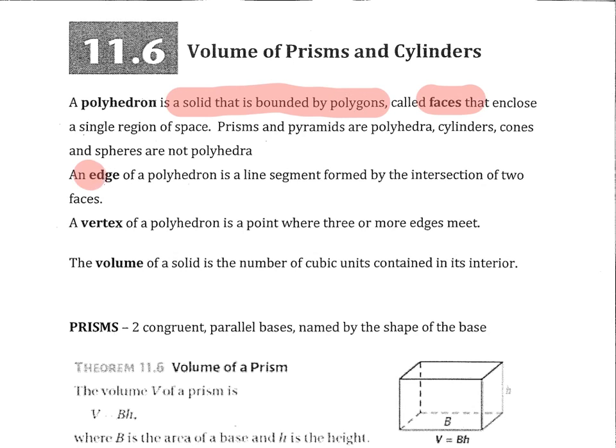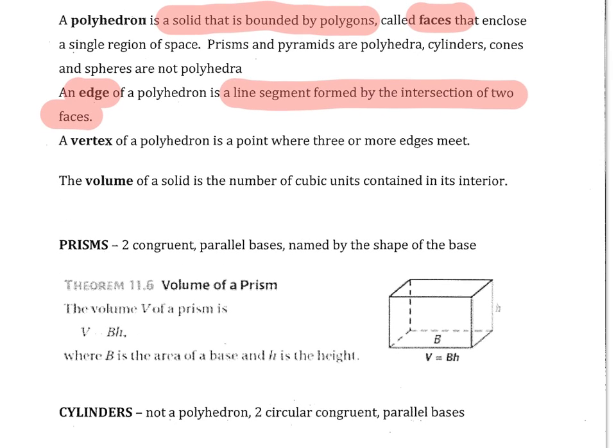An edge is a line segment formed by the intersection of two faces. So if I go down to this first prism, an edge would be any of these line segments. A vertex is a point where three or more edges meet. So for instance, in this prism, a vertex would be any of these 4 points.